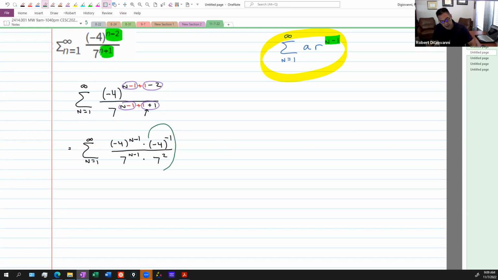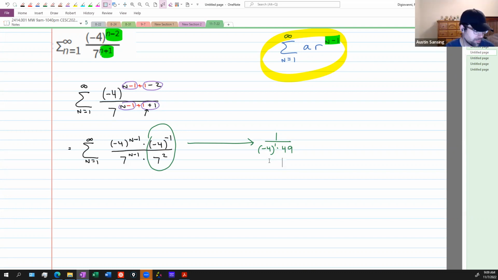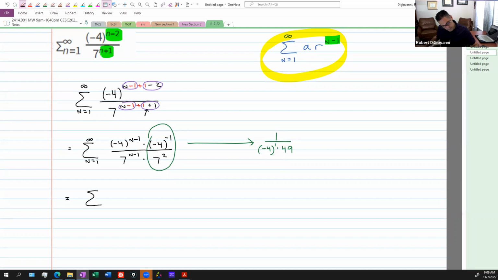Now, what's in green here? That is just, let's see, I can rewrite that as 1 over negative 4 to the first power times 49, right? Because when you take negative 4 and raise it to the negative 1, that's the same as writing it on the bottom as negative 4 to the positive 1. And then I multiply times 7 squared, which is 49. And let's see, what's 4 times 49? I can't do simple math ever. 196. Yeah, that's what I thought. Okay. 196. So we have sum n equals 1 to infinity. So that's going to be a number out front, 1 over 196.